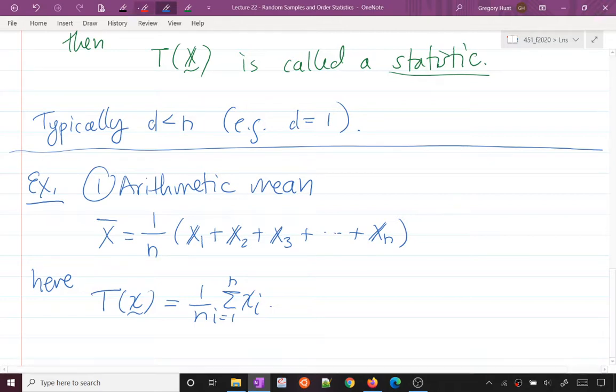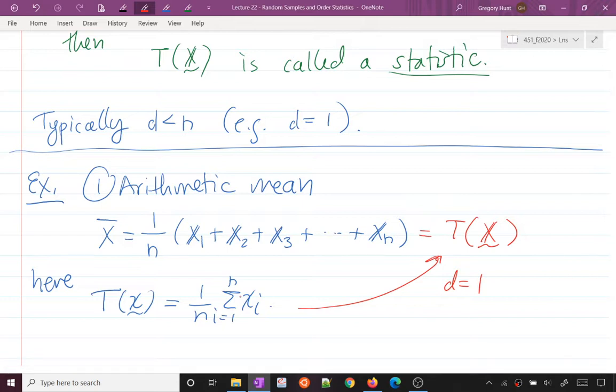Given this definition of t, you could write this as t of my random vector, replacing the real numbers with random variables, as we've done before. And so here, d is equal to 1. I'm just going from n-dimensional input, x tilde, to just one number, which is 1 over n times the sum of the elements of the vector. And so not surprisingly, the arithmetic mean is a statistic.